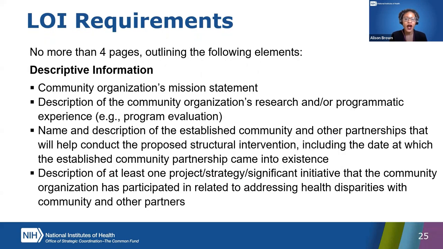So now I'll cover the specific requirements for the LOI as well as the submission details. So the LOI should be no more than 4 pages and outline the following elements. So first, the descriptive information should include the community organization's mission statement, a description of the community organization's research or their programmatic experience, including program evaluation. They should also include the name and description of the established partnerships, which could include other community organizations or other partners that will help them conduct the proposed structural intervention, including the date at which the established partnership came into existence. This section should also include a description of at least one project or significant initiative that the community organization has participated in that relates to addressing health disparities with community members as well as other partners. Next slide.